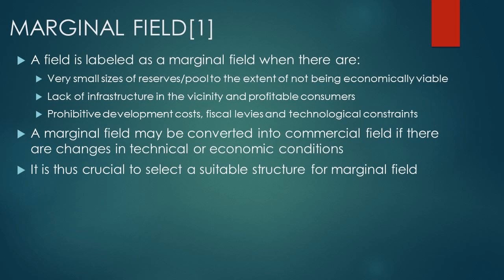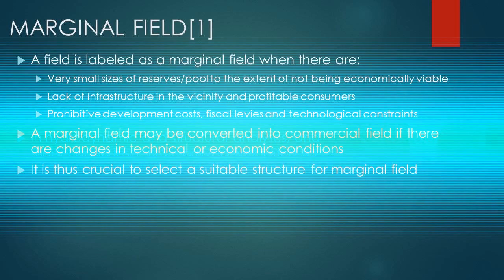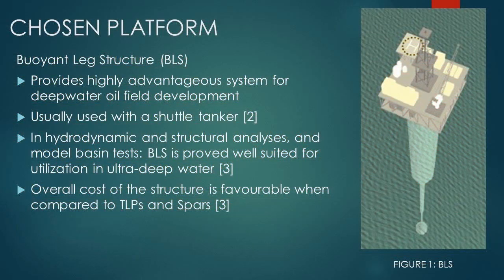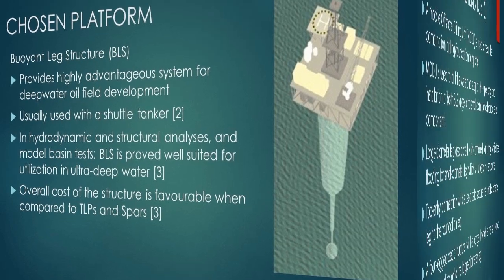It is thus crucial to select a suitable structure for a marginal field. Based on our study, we selected the buoyant leg structure, or BLS, which provides a highly advantageous system for deepwater oil field development and is usually used with a shuttle tanker. Meanwhile, in hydrodynamic and structural analyses and model basin tests, BLS is proved well suited for utilization in ultra-deep water, and the overall cost of the structure is favorable when compared to TLPs and spars.